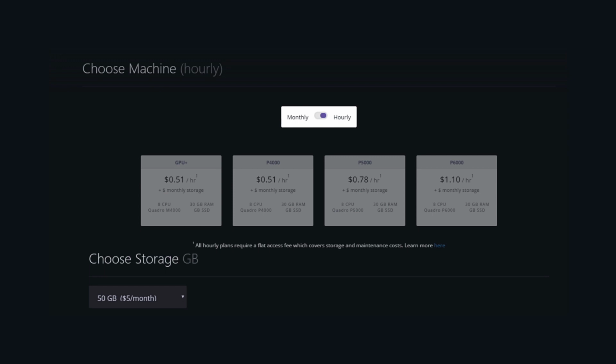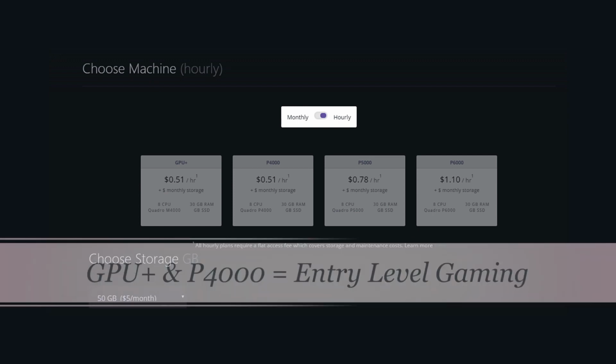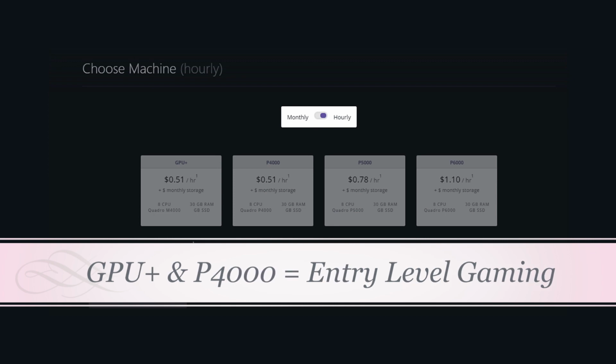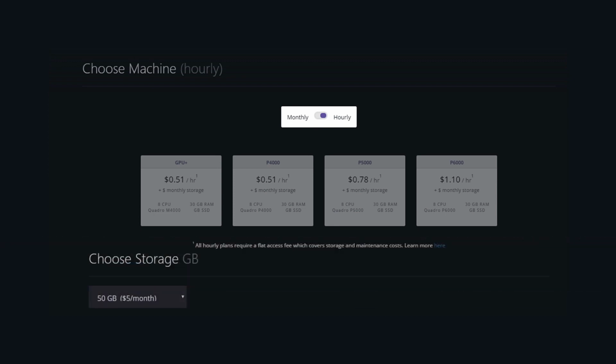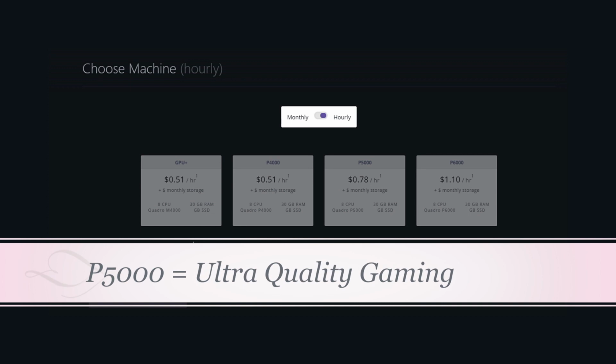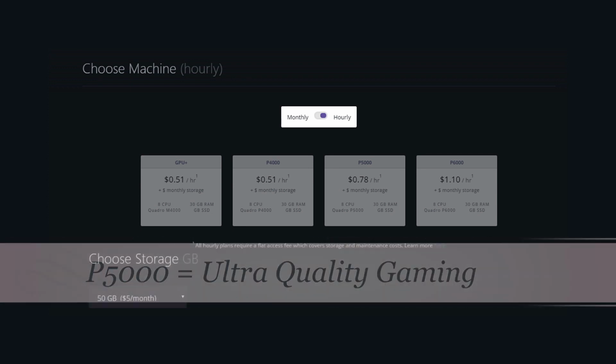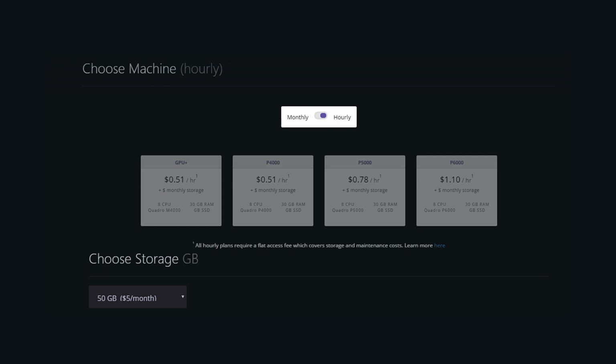There are several options when it comes to the type of machine that you end up using, so let's break these down just a bit. The GPU Plus and the P4000 machines are for basic entry-level gaming, so they'll run almost anything that you throw at them, usually at up to medium, sometimes high settings, but usually medium. Now, if you're interested in ultra-quality gaming, then you're going to want to step up to the P5000 machine. That's really what it's all about. 1080p, ultra-quality, 60fps, you're going to get that with the P5000.